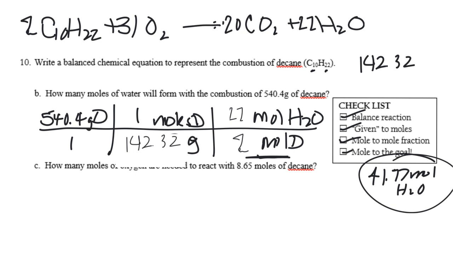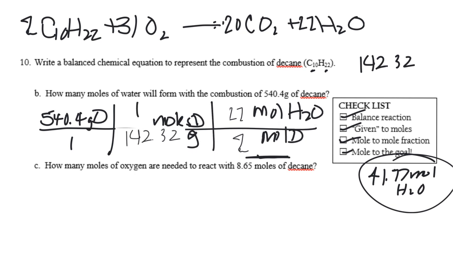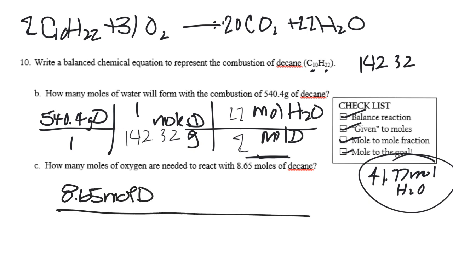Okay, so now, let me just move this up a little bit. We want to know how many moles of oxygen are needed to react with 8.65 moles of decane. Well, mole is mentioned twice, so it's just going to be one conversion. So again, I'll set it up with just my checklist. I have 8.65 moles of the decane, put it over 1. Moles of decane comes to the bottom. I want to get moles of oxygen.